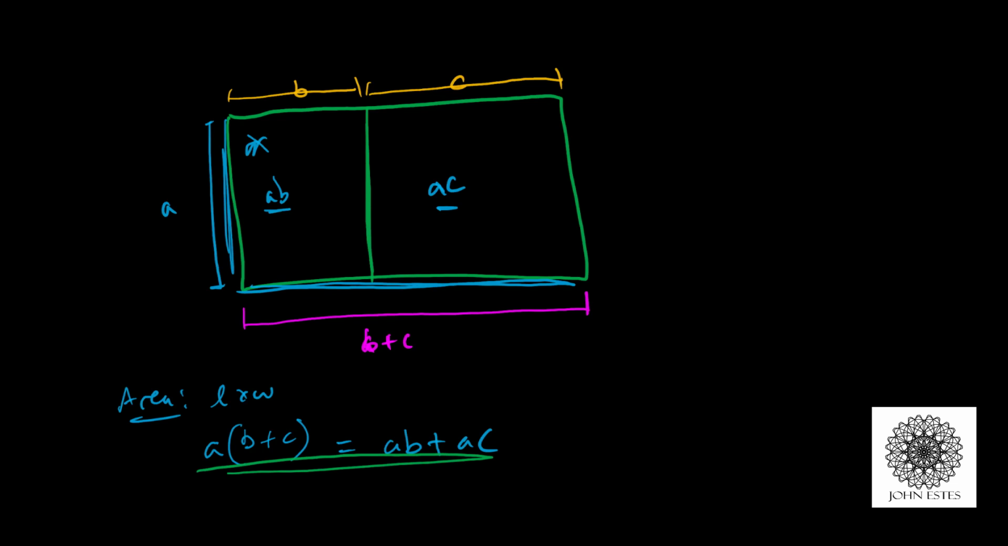I have the distributive property. a times b plus c equals ab plus ac. And so here's a geometric argument that shows the validity of the distributive property. Understanding these properties of real numbers, what they really do is they just help us have confidence in working with our algebraic expressions. If you have any questions on this, please let me know. I'd be glad to help, and thanks for watching.